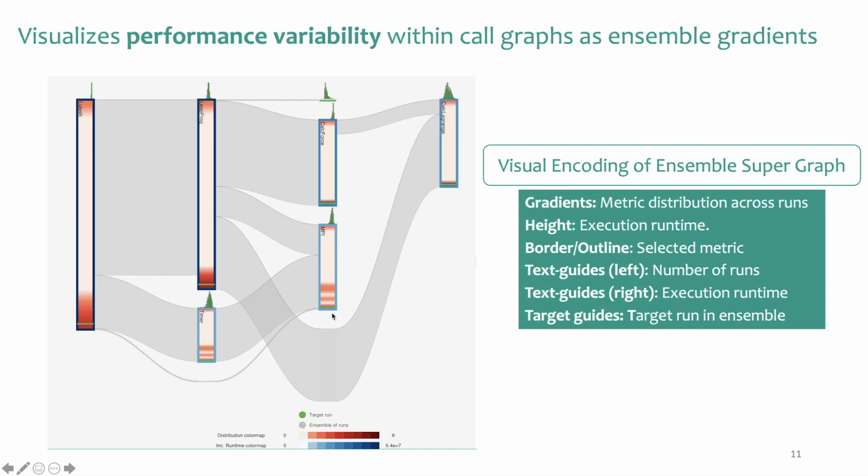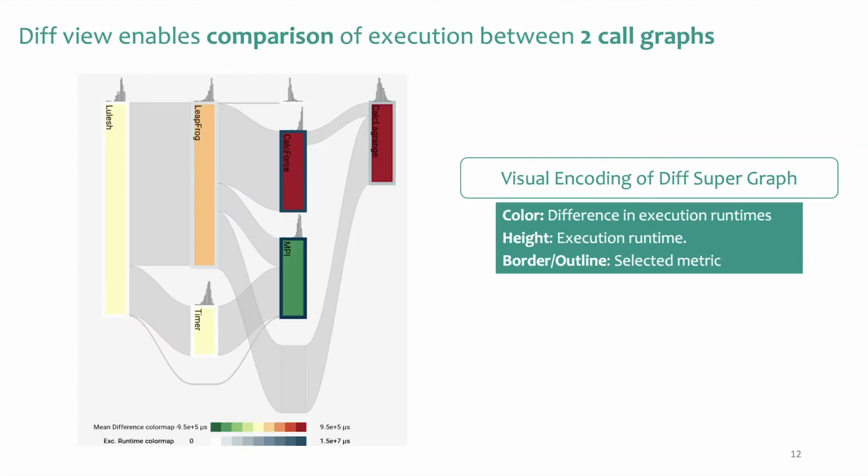Additional runtime information can be revealed by toggling the text guides by clicking on the supernodes. These text guides mark the bins of the histogram and also display the minimum and maximum runtimes of the execution among the ensemble. During analysis, the user might find two executions that exhibit a variation in the ensemble distribution.